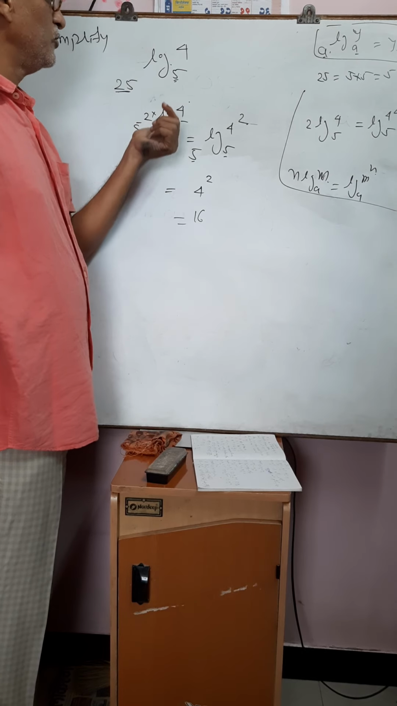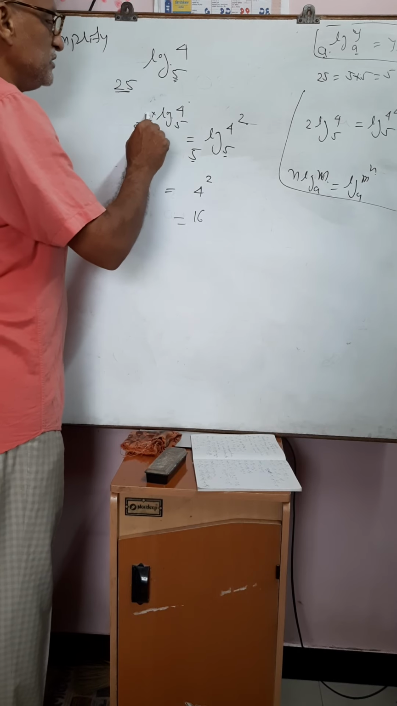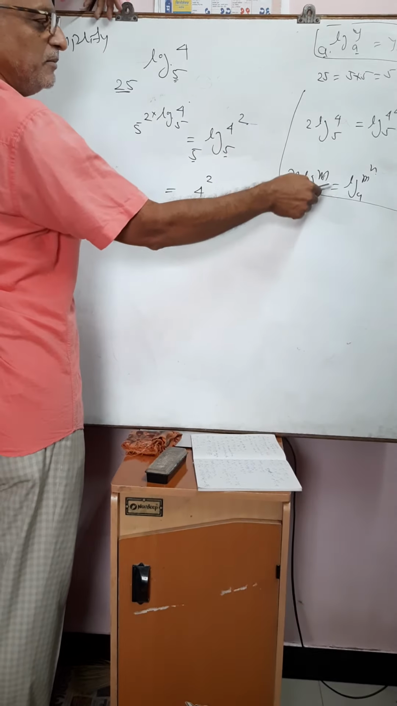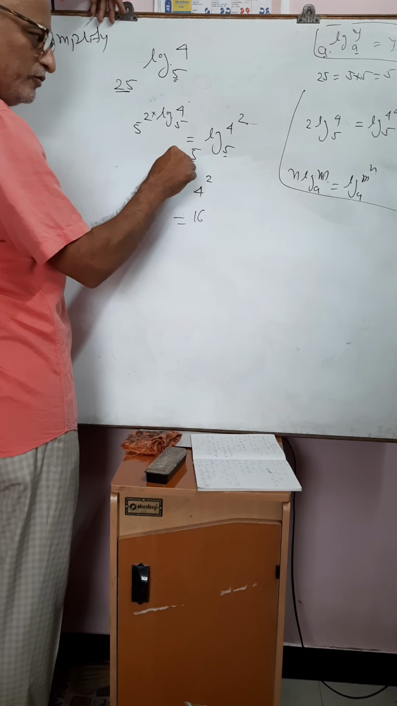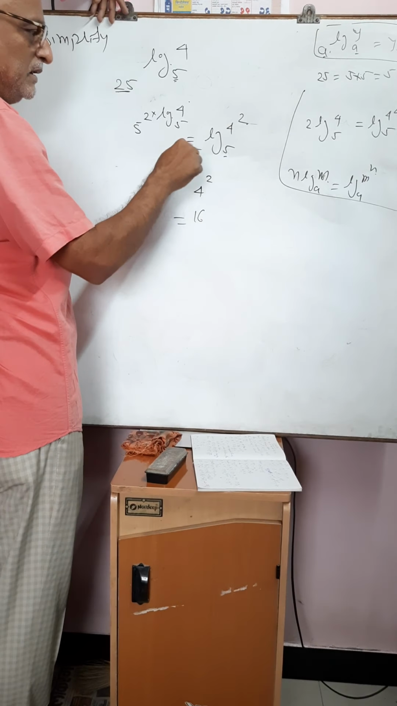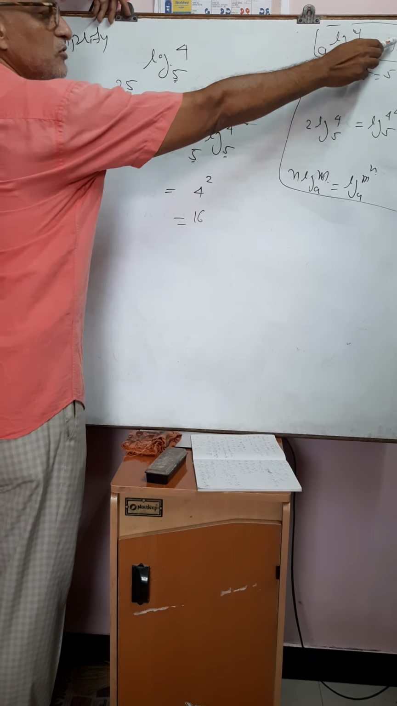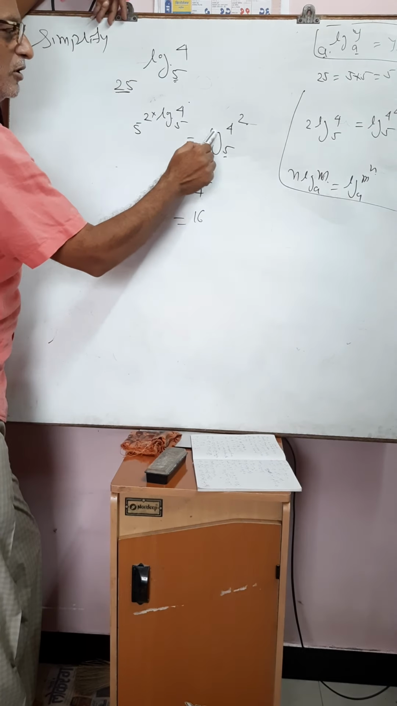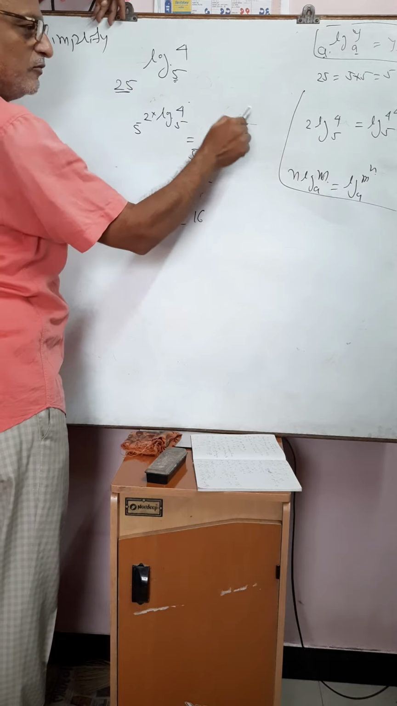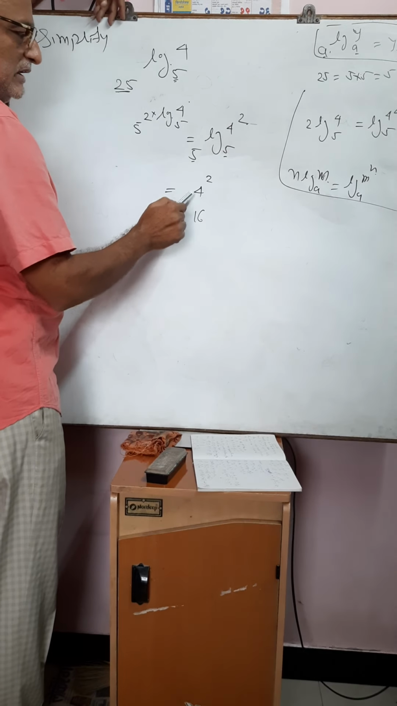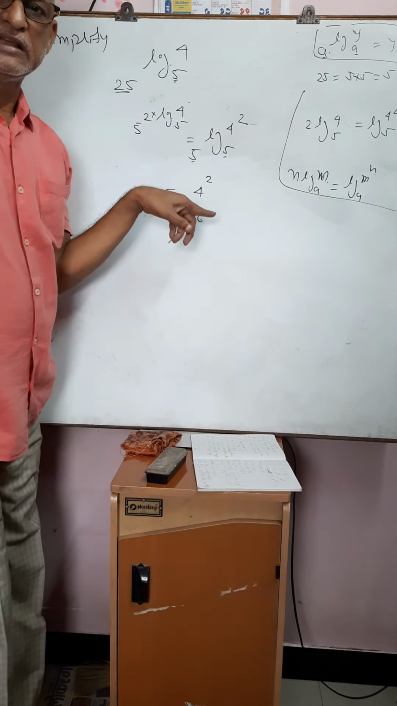5 square into log of 4 to the base 5, that means this 2 goes at the index by the application of third law, that becomes log of 4 square to the base 5 along with this base 5. By the third property, a raised to log y to the base a equals to y. So 5 raised to log 4 square to the base 5 will be equals to 4 square. This is our y, so that becomes 4 square and it is equals to 16. So the simplification is equals to 16.